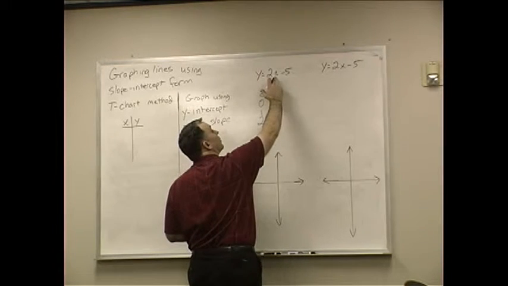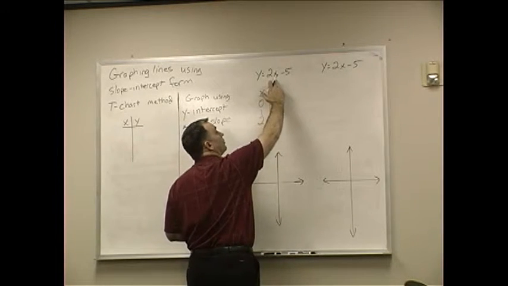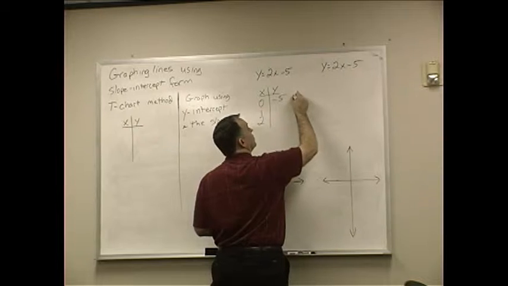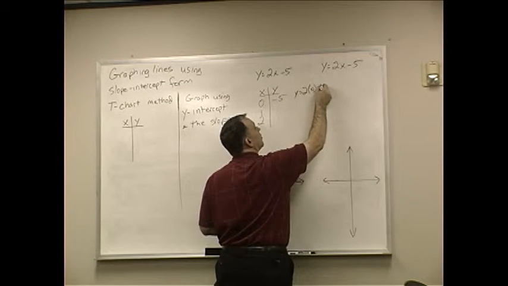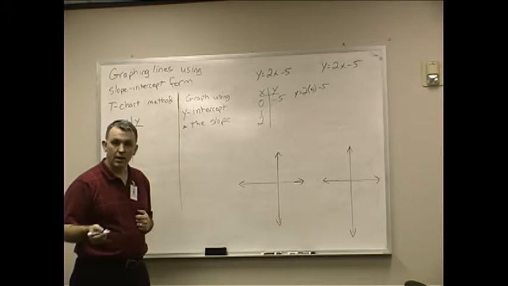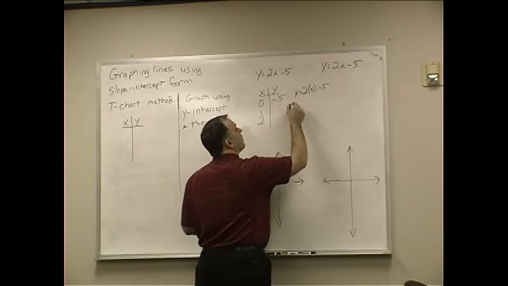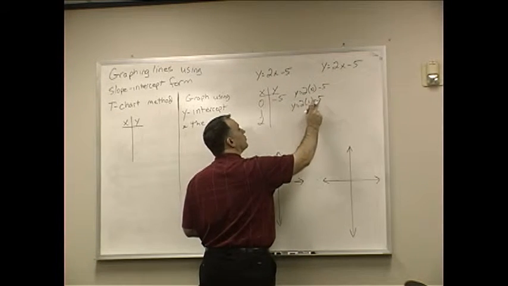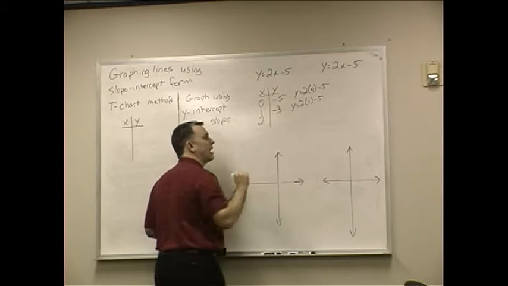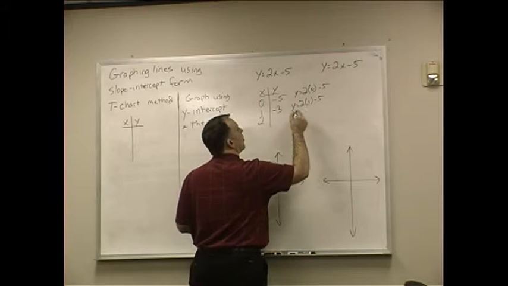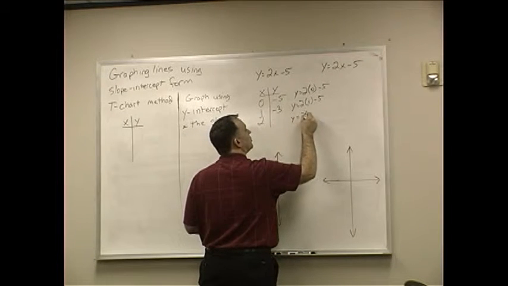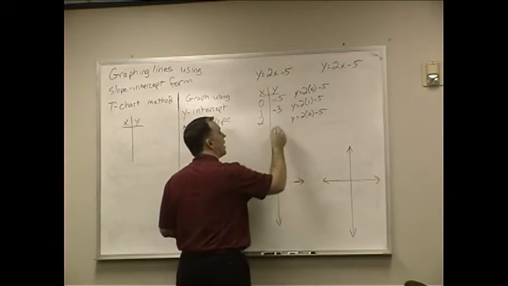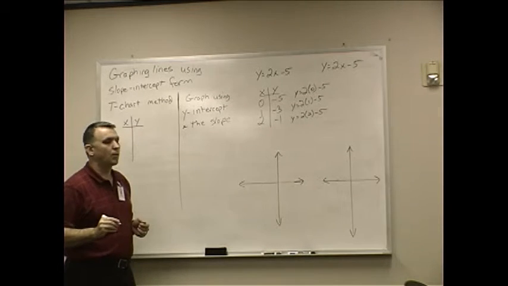When I put in 0 for x, 2 times 0 is 0, 0 minus 5. My first y value is negative 5. Y equals 2 times 0 minus 5. I'm just plugging it in and calculating my y. For my second one, y equals 2 times 1 minus 5. 2 times 1 is 2, minus 5 is negative 3. For my third one, y equals 2 times 2 minus 5. 2 times 2 is 4, minus 5 is negative 1. So I've gone through and calculated them.